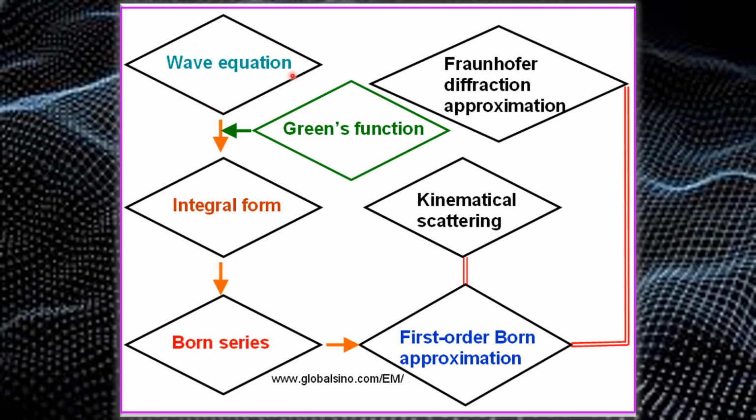We start with the wave equation, which is given from, in this case, Schrödinger's equation. We find a Green's function that allows us to put this Schrödinger equation into the integral form that we had discussed, from which we approximate using a Born series. That Born series gets truncated, and that leads us to the first order Born approximation, which gets us to the kinematical scattering.